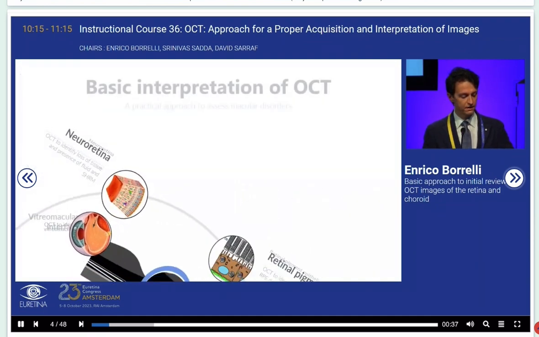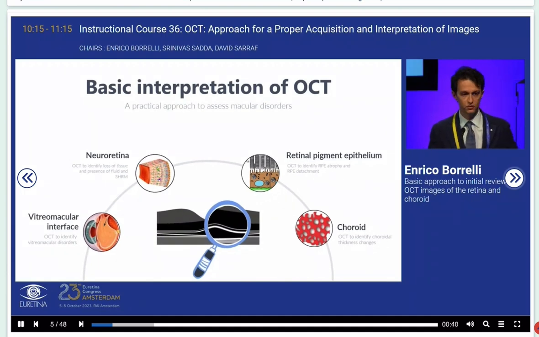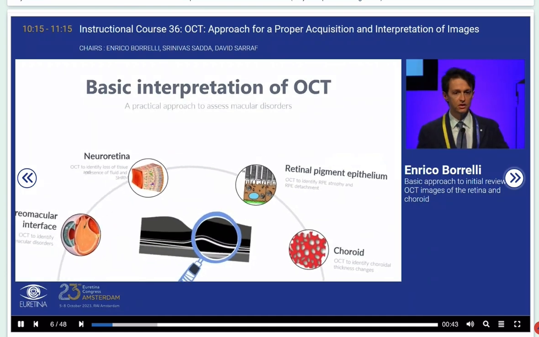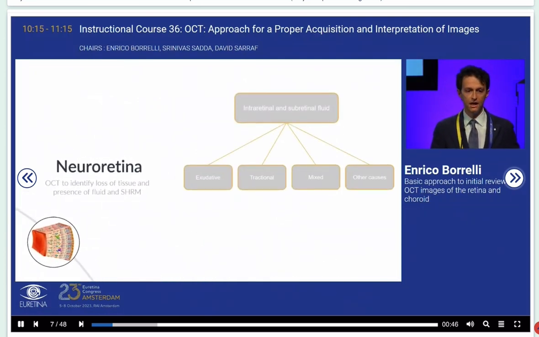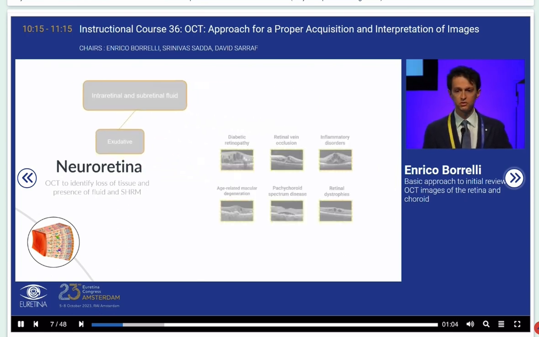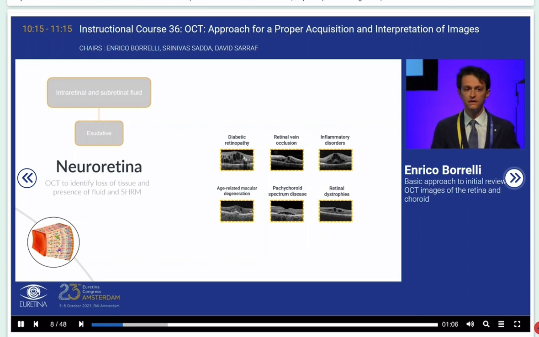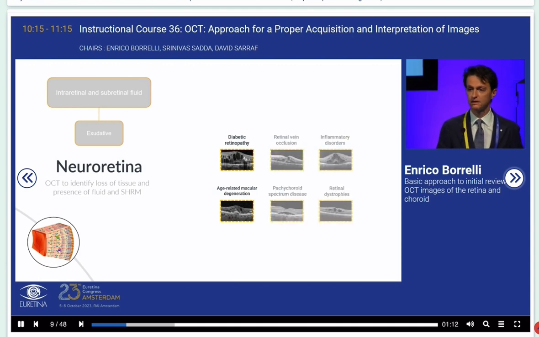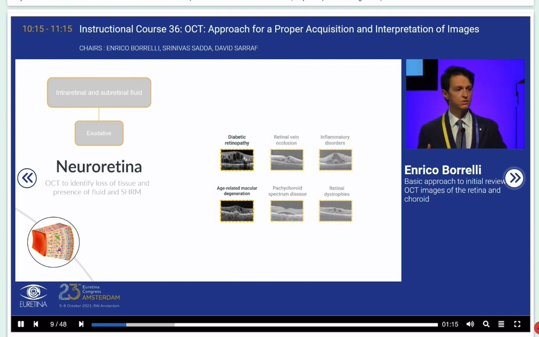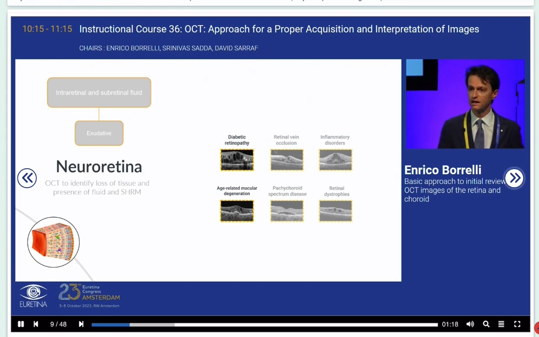So once we have seen the vitreomacular interface, we may start to look at the neuroretina. The neuroretina may be affected by different disorders, and in particular, using structural OCT, we may appreciate the presence of intraretinal or subretinal fluid. The presence of intraretinal or subretinal fluid may be associated with different disorders that may be categorized in different groups, and for sure the exudative form is one of the most common. Even within the exudative form we have different disorders, but for sure AMD and diabetic retinopathy are two of the most common disorders associated with the presence of intraretinal and subretinal fluid.